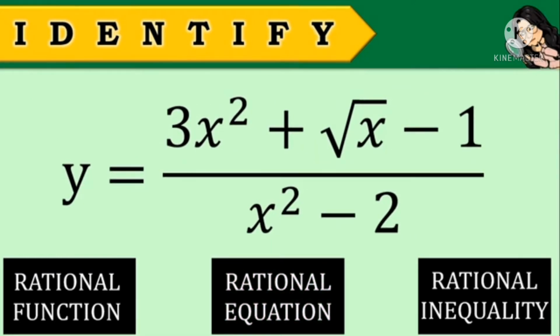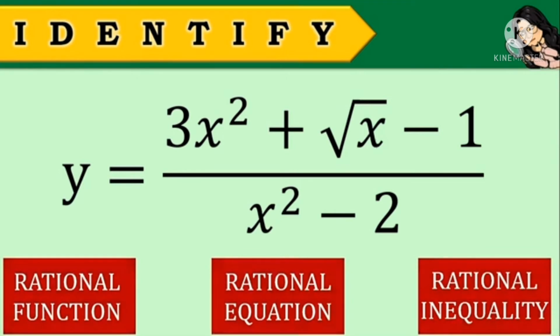This is an example of, well, that's none of the choices. That's none of these. Why? None of these because you have the presence of the radical sign, making the numerator not a polynomial.